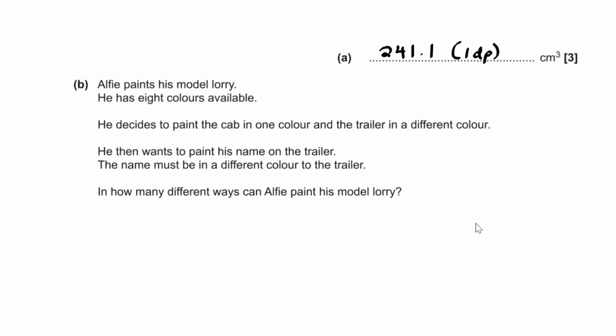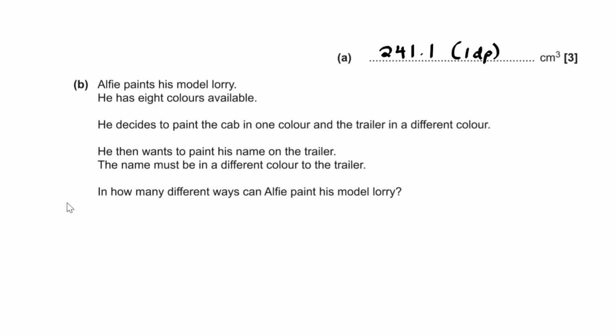Now for part B of the question, Alfie paints his model lorry. He has 8 colours available. He decides to paint the cab in one colour and the trailer in a different colour. He then wants to paint his name on the trailer. There must be a different colour to the trailer. In how many different ways can Alfie paint his model lorry?